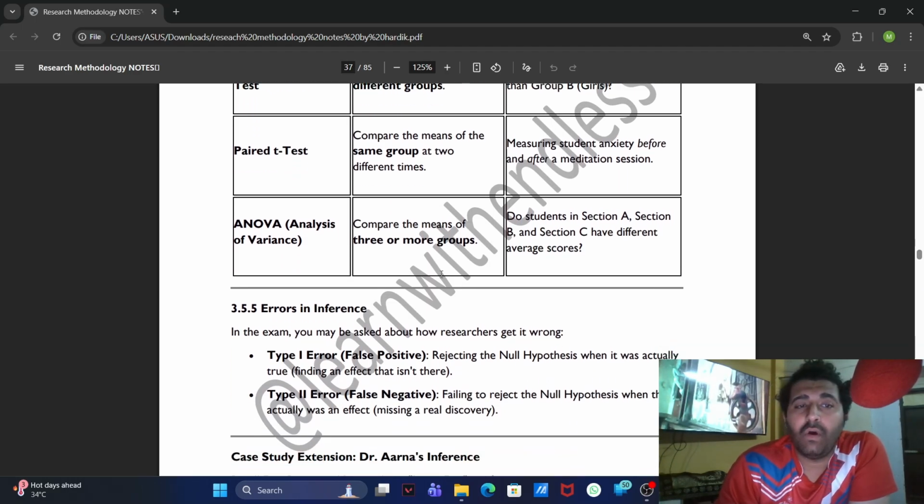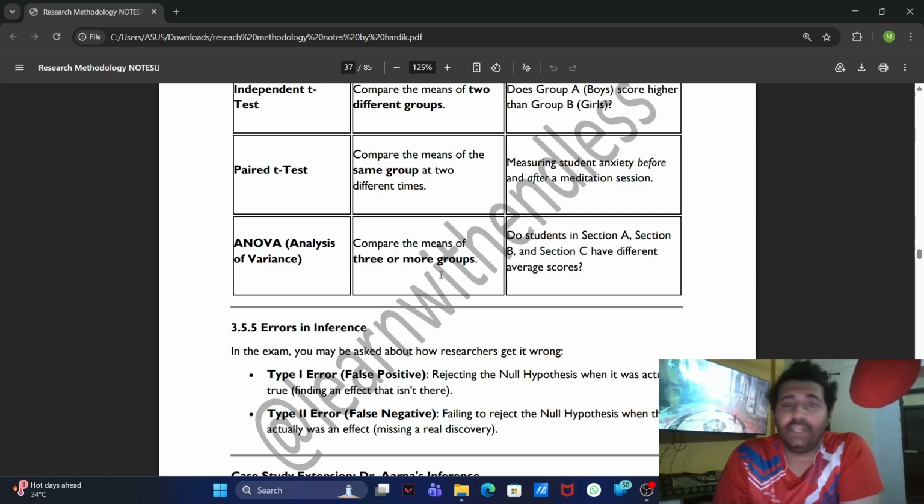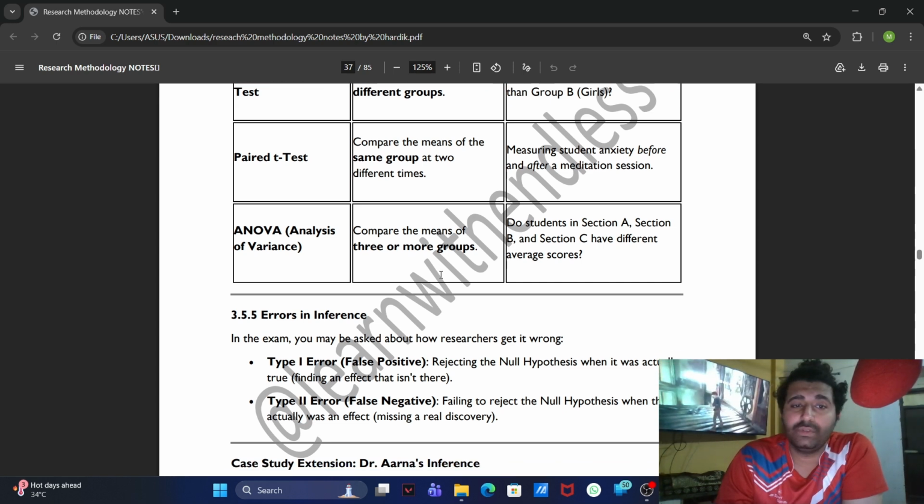ANOVA, analysis of variance. It is used to compare the means of three or more groups. Example, do students in section A, section B, and section C have different average scores?